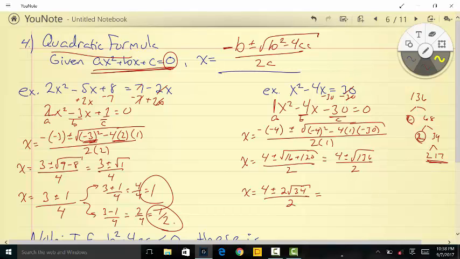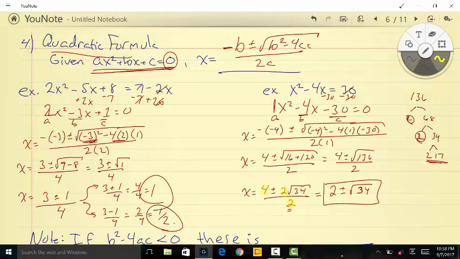And then all of your rational numbers are any number that's outside of the radical. So 4, 2, and 2, if they can be simplified, they have to be. 4, 2, and 2 are all divisible by 2. So we're going to reduce it. 4 divided by 2 is 2. 2 divided by 2 is 1. And the 2 on the bottom divided by itself is 1. So it would simplify to 2 plus or minus radical 34. Once again, we do not divide radical 34 by 2 because it's an irrational number, whereas 2 is a rational number. So that's the quadratic formula.